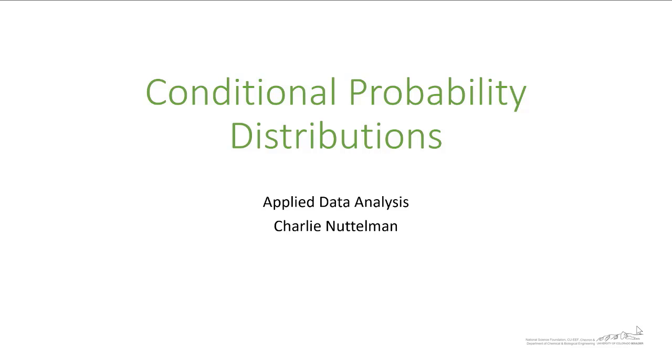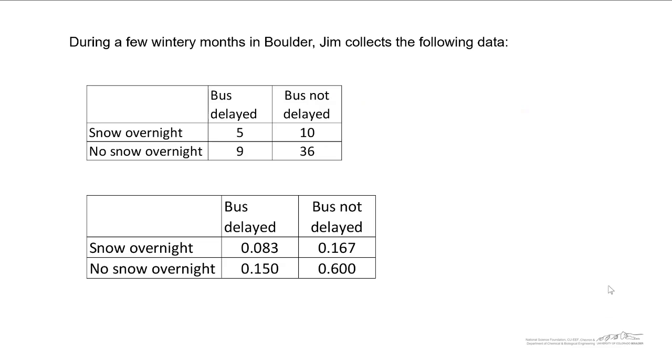This screencast is going to build on the previous screencast on joint probability distributions and marginal probability distributions. We're going to be talking about conditional probability distributions in this screencast. I'm going to start with the same example that I did in the joint probability distribution screencasts.